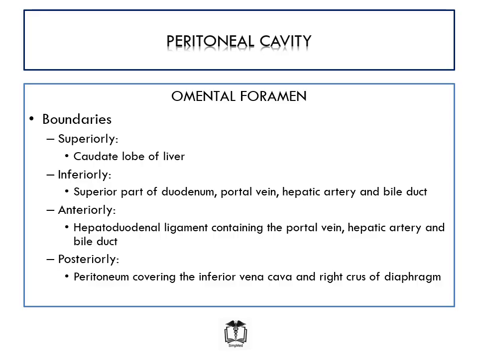The boundaries of the omental foramen are important to note, especially for your exams. The omental foramen is bounded superiorly by the caudate lobe of the liver. It's bounded inferiorly by the superior part of the duodenum. It is bounded anteriorly by the hepatoduodenal ligament, which is part of the lesser omentum, and the contents of the hepatoduodenal ligament, which are the portal triad: the portal vein, the hepatic artery, and the bile ducts. And then finally, it is bounded posteriorly by the peritoneum covering the IVC and the right crus of the diaphragm.